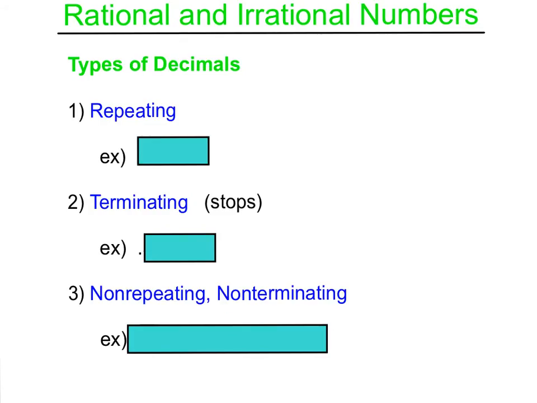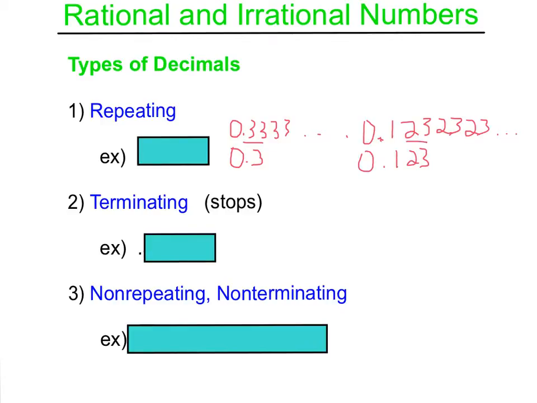I also want to talk about different types of decimals before we get into actual problems. So repeating decimals are decimals that repeat. For example, 0.3333, etc. Or we could use bar notation, 0.3 with a bar. Or 0.1232323, where the 2, 3 repeats, or bar notation 1.23, where you only put the bar over the 2 and 3. So repeating decimals.